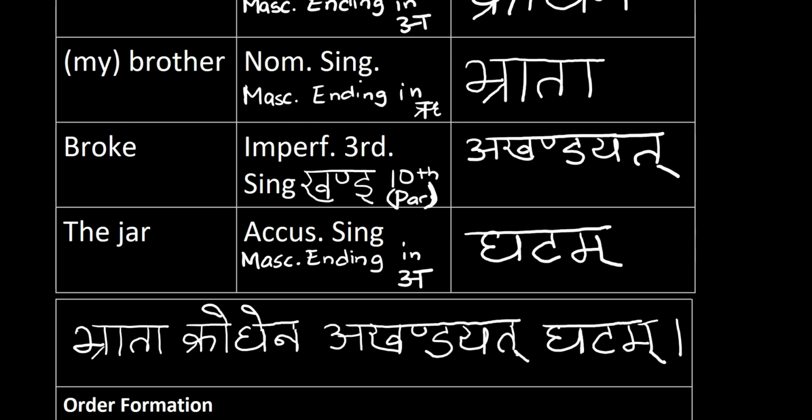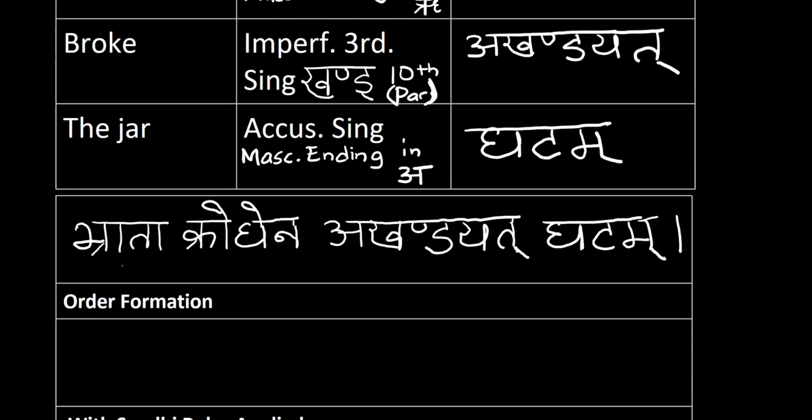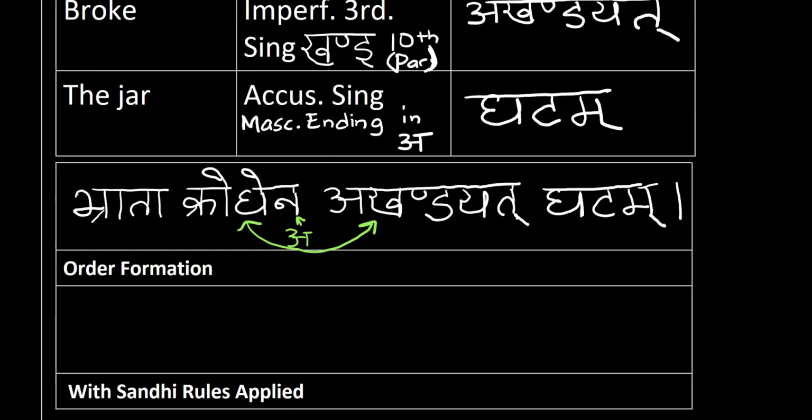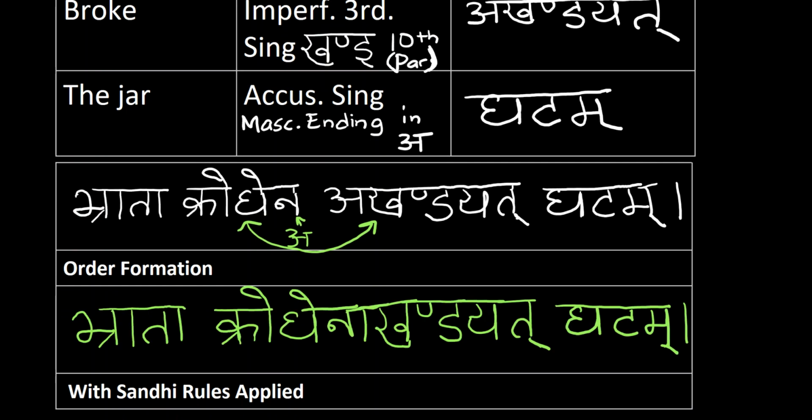So now I have to apply the sandhi. So bhrata krodhena, there is an a at the end of this krodhena. So a plus a equals a. So these two words should actually join together. And that's all the sandhi that I see for now. So my final answer with the sandhi applied, now that I applied the vowel sandhi, and there's no visarga in here, so I don't have to worry about any visarga, just vowel sandhis. So I have bhrata krodhenakhandayat ghatam. So this is my final answer.